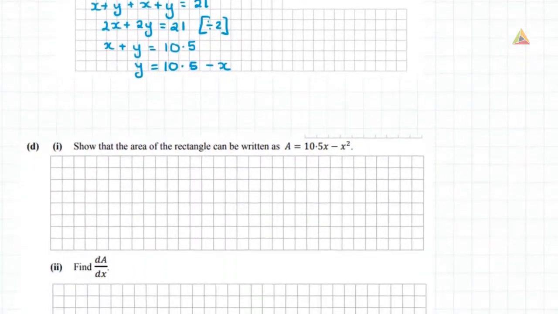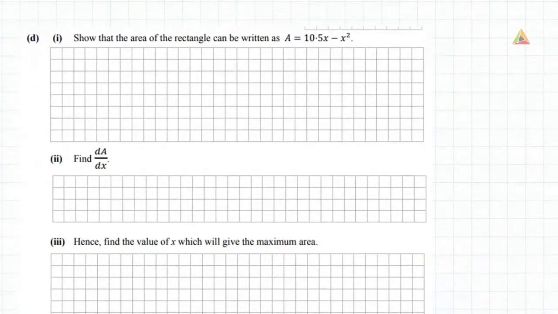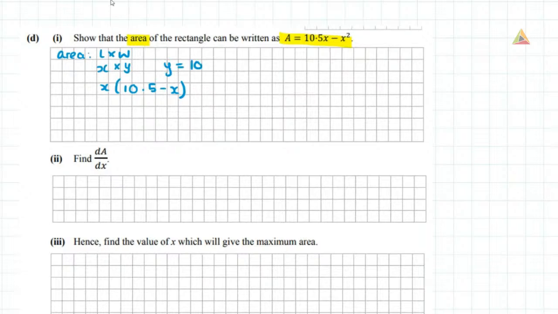We're jumping down then to part D because this is where the calculus is going to come in, which says show that the area of the rectangle can be written as this. So I know that when I have an area of a rectangle, it's going to be length multiplied by width, which was x multiplied by y. But we also know that y can be written as 10.5 minus x. So y was equal to 10.5 minus x. So I'm going to substitute that in for this y here. So that's going to give me my area is equal to 10.5x minus x squared.